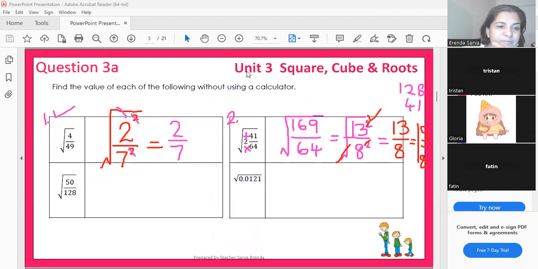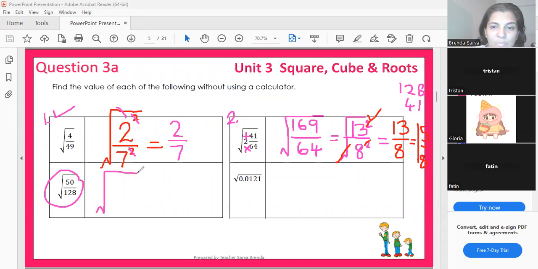This question. 50 over 128 and square root. How about this? Doesn't sound like 50 is a perfect square. It's not a perfect square. What do you think you have to do here? Who has an idea? Come on, who has an idea? What do we do here? What do we do to this? How do we get to our answer?